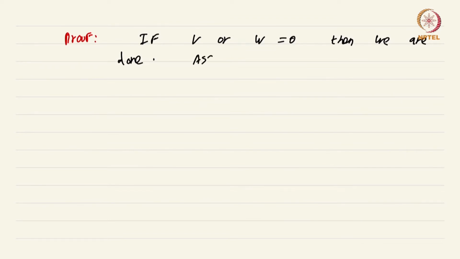Okay, so proof. If V or W is 0, then we are done. By the previous exercise, it's rather trivial to see that the inner product of V with W will be 0, which will obviously be less than or equal to norm V norm W in this scenario. Okay, now assume neither V nor W is 0.